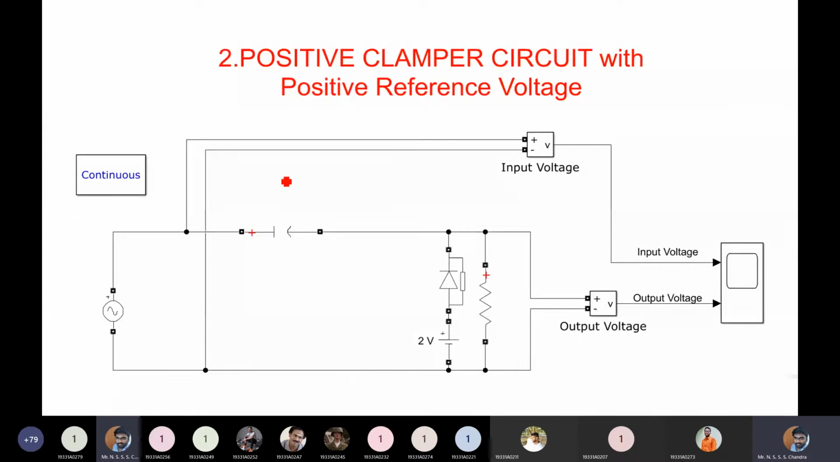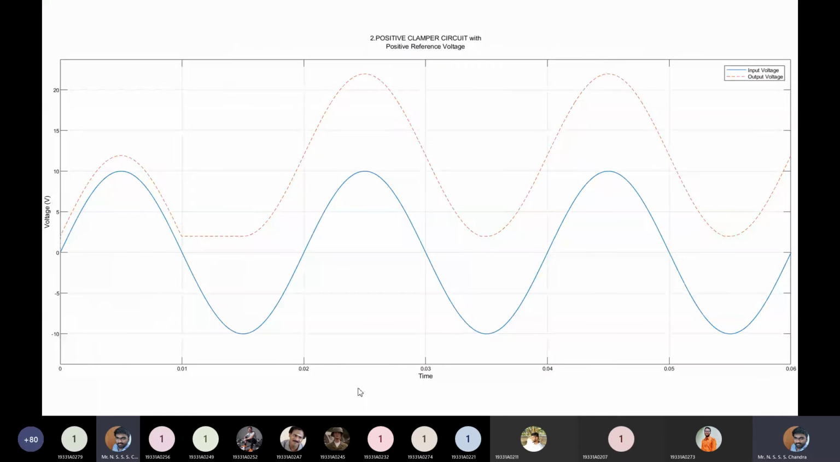So this is a positive clamper circuit with positive reference voltage. I am only considering the ideal diode condition, and I'll be showing the simulation circuits also. Now tell me, what is the maximum value that you're seeing on the screen? What's this value? Is it 20 or greater than 20? Greater than 20.